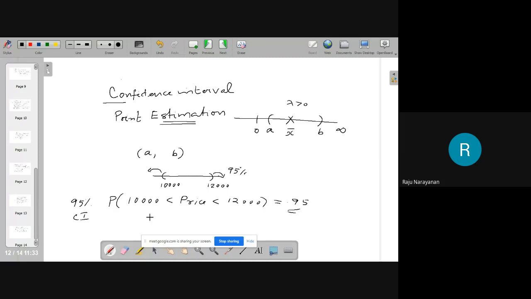Again, you are giving an answer. The price will be greater than 15,000.